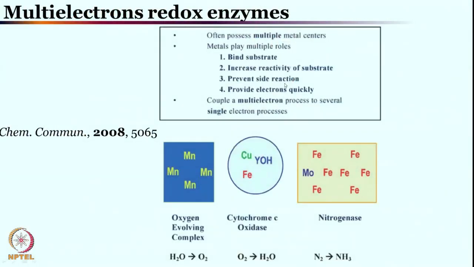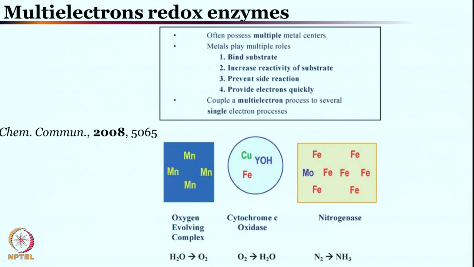This is one dimensional, single way, one product formation, or the desired product formation only. There is no detour, almost no detour, and almost no other side product formation happening. Of course, depending on the concentration of the materials, things can vary. In a few cases that we have seen, for example peroxidase and catalase, but otherwise it always prevents side reactions. It provides electrons quickly.